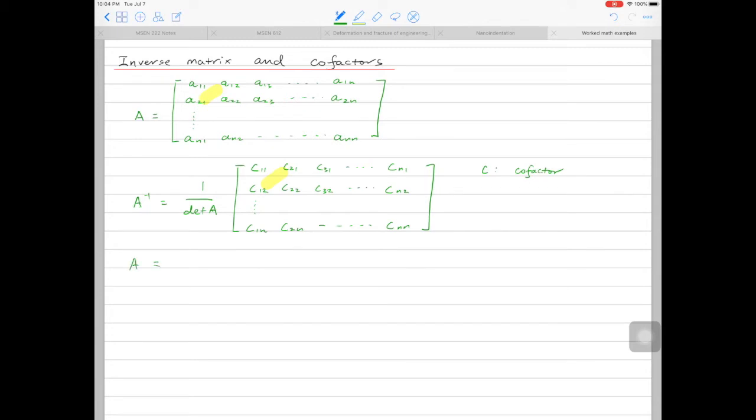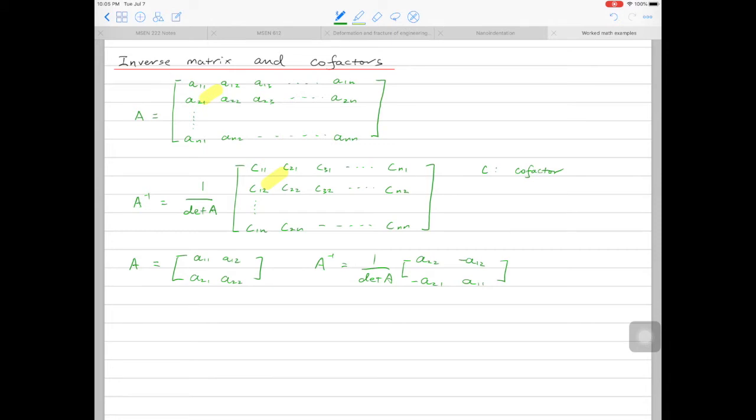For 2x2 matrices, there is an even simpler formula. If the matrix has entries A11, A12, A21, A22, then the inverse matrix is 1 over the determinant of A multiplied by the matrix A22, minus A12, minus A21, A11.